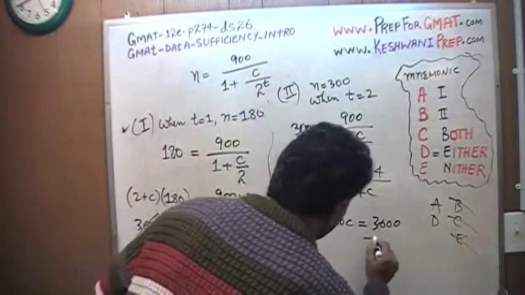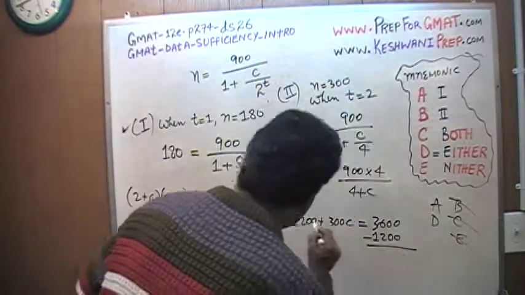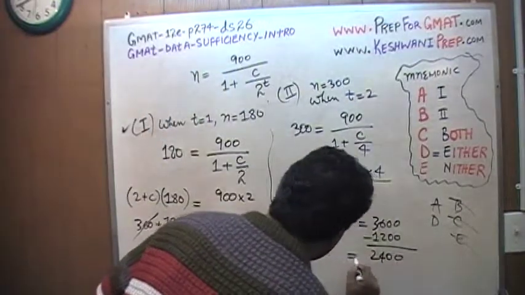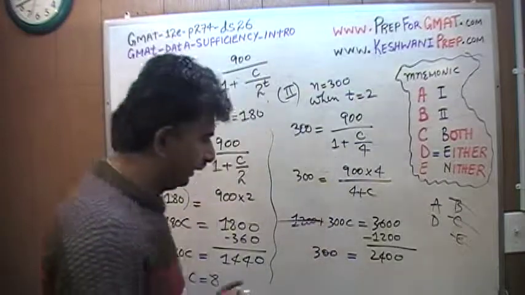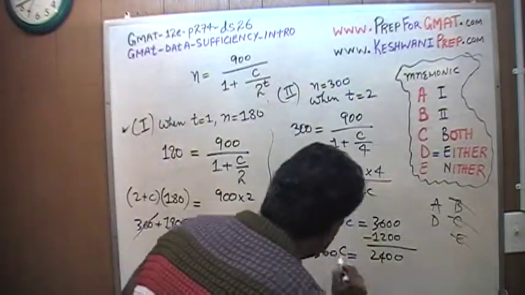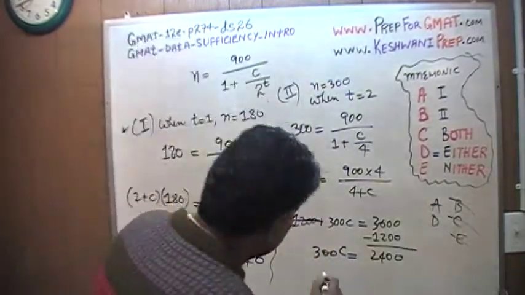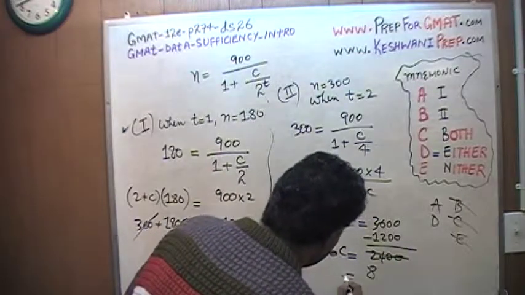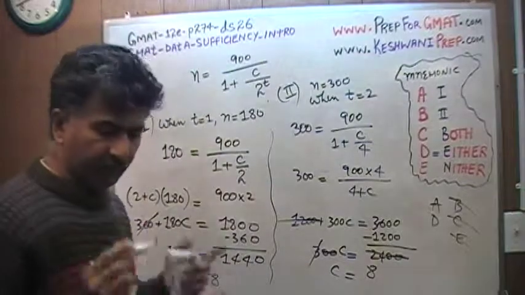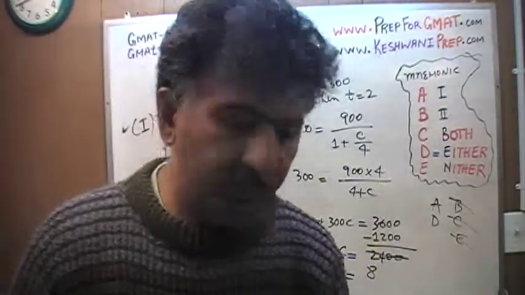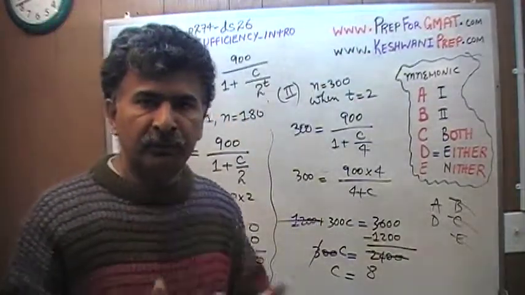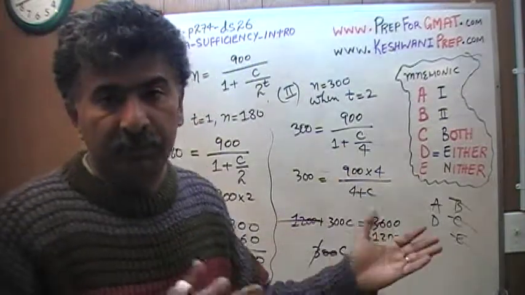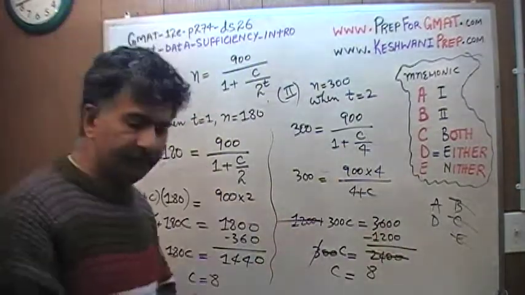Subtract 1200 from both sides so that this 1200 goes away. Here we end up with 2400 equals 300C. Cross out the two zeros and 3 goes into 24 8 times. Voila. You see, C equals 8, same thing. But the point is, once you know the value of C, you can figure out how many units you need to produce in the 6th month or 5th month or any month from 1st month to 6th month. That's all there was.